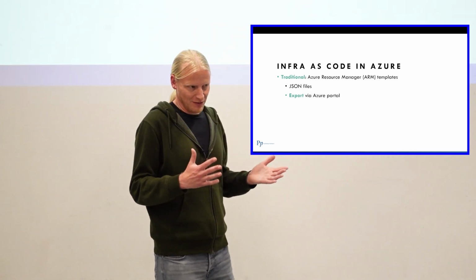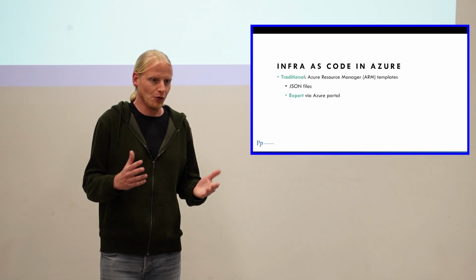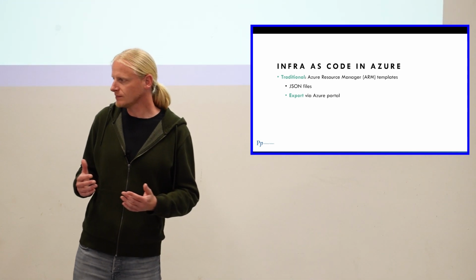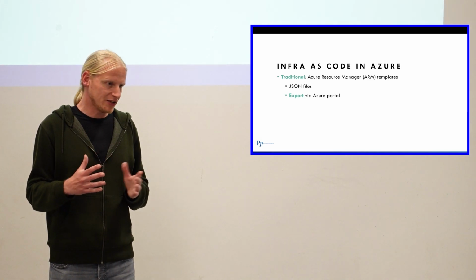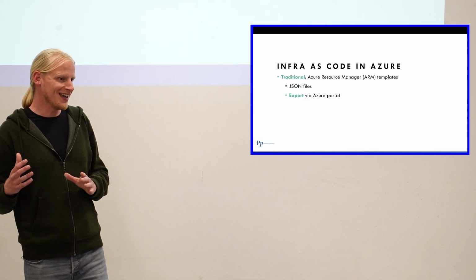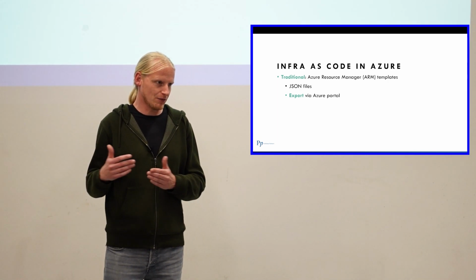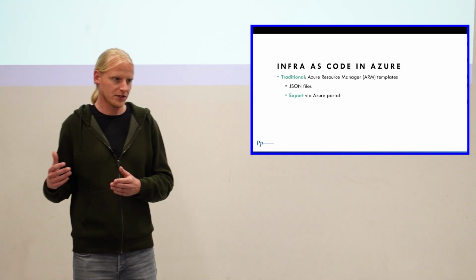Up to now I just talked about infrastructure as code in general. Now I want to zoom in on what's possible in the Azure platform. There's basically two ways out of the box that Azure supports. There's the old way and the new way. The old way is called ARM templates. It stands for Azure Resource Manager templates.